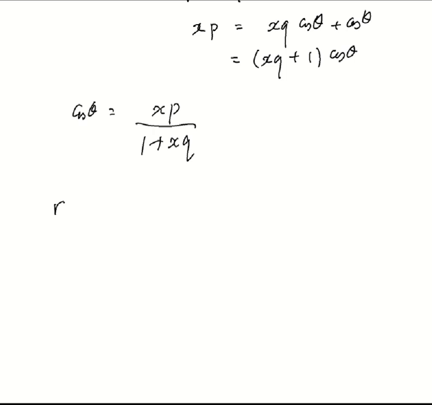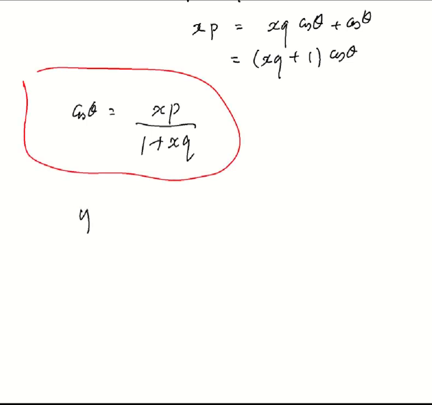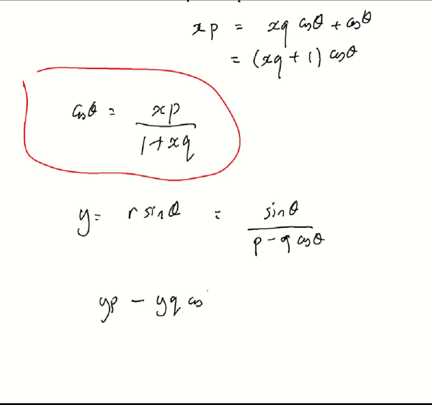We know that y equals r sine theta, which is sine theta over p minus q cos theta. So it is the same sort of thing: yp minus yq cos theta equals sine theta.